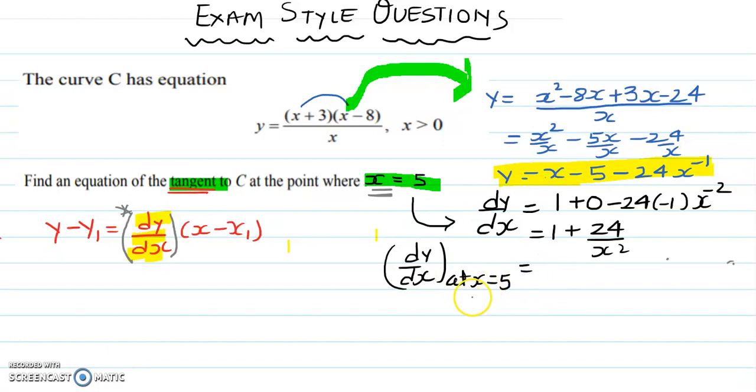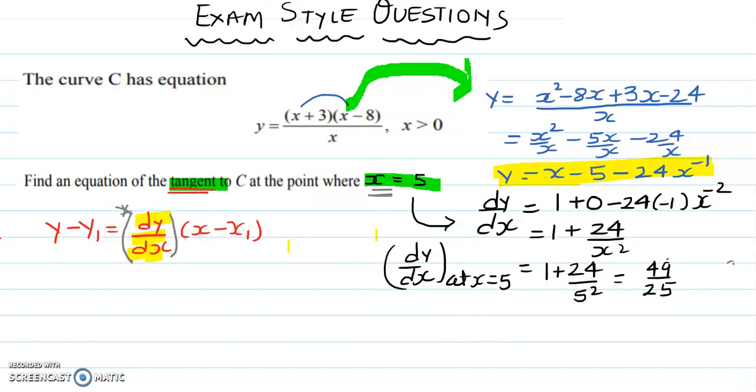We are not considering y here, but we definitely need y, so we'll calculate it in the next step because here there is only x. So let's write 1 plus 24, x is 5, that is 5 squared, 25. If we solve that, we get 25 plus 24 over 25, that is 49 over 25. Okay, now we need to calculate y.